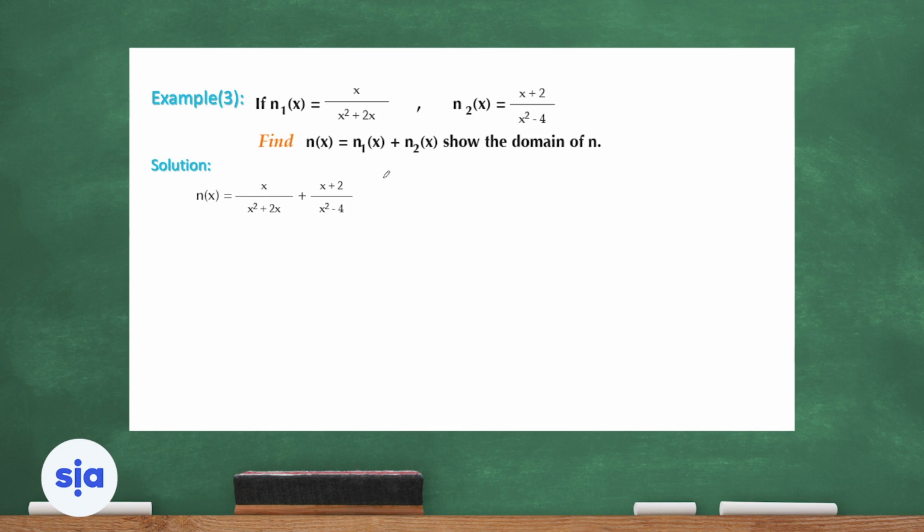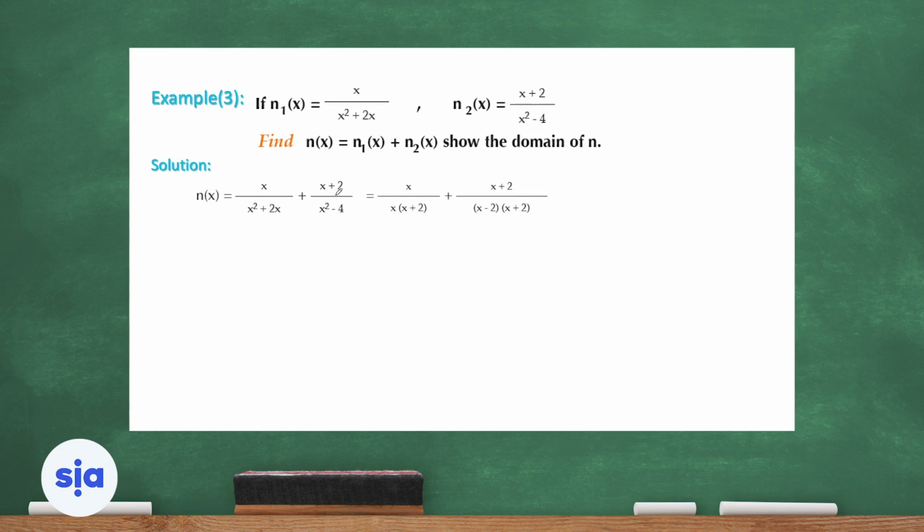After that, we're going to factorize any of the numerators or the denominators that can be factored. So here we can take x as a common factor, and here it's a difference of two squares, x minus 2, x plus 2, and here it's x open bracket x plus 2.